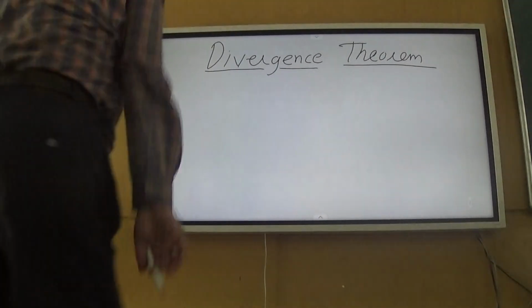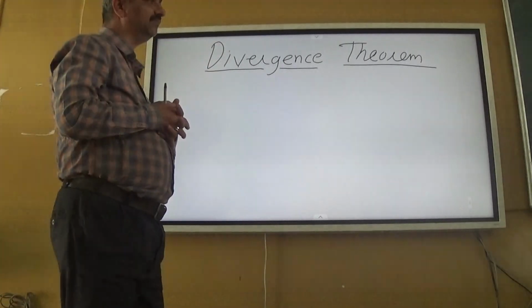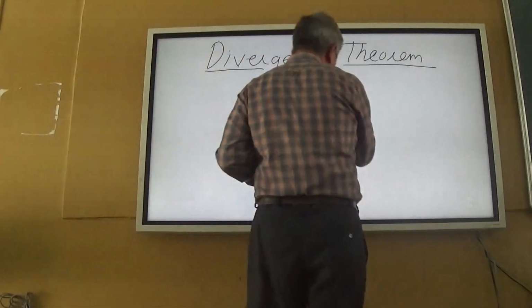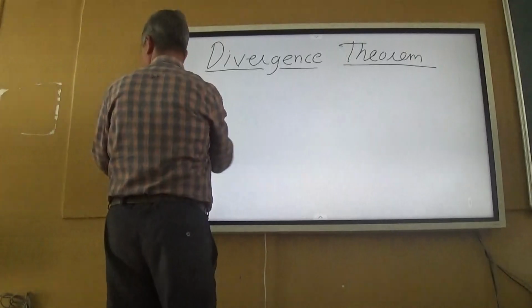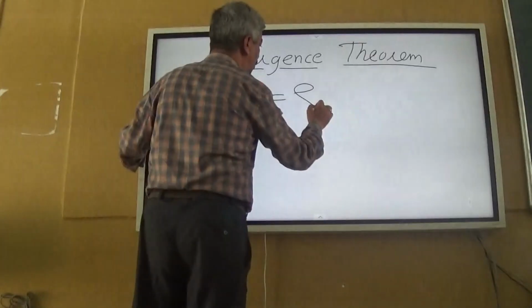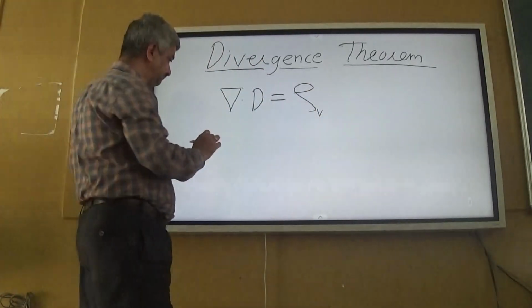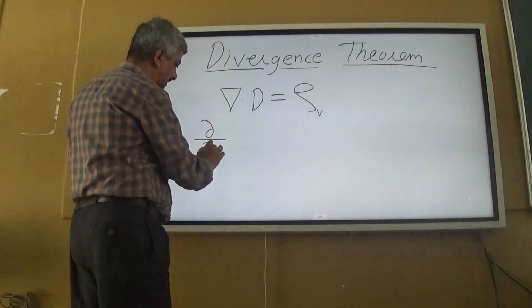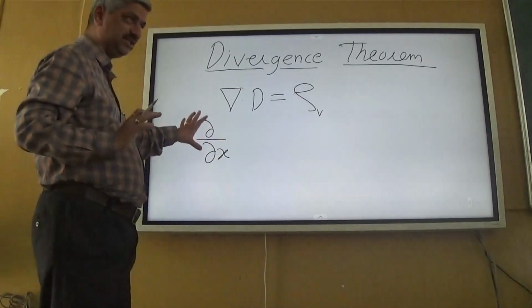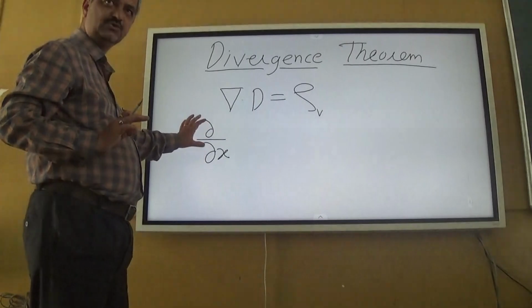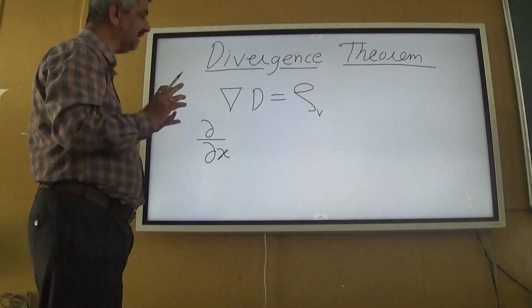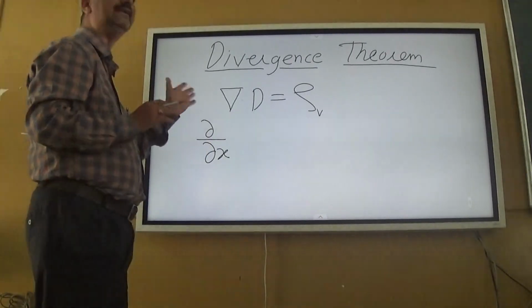So last time we derived the expression for Gauss law, which reduces to a point form, that is del dot D is equal to rho v. What is del? Del is del by del x. To be very precise, it's a half expression. It is to be understood appropriately, otherwise it is incomplete. Only del may not have any meaning as such.